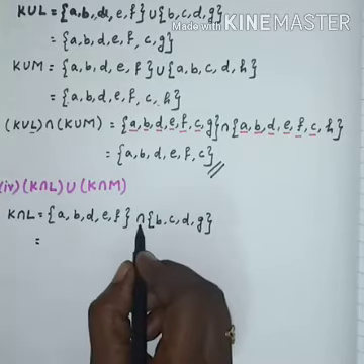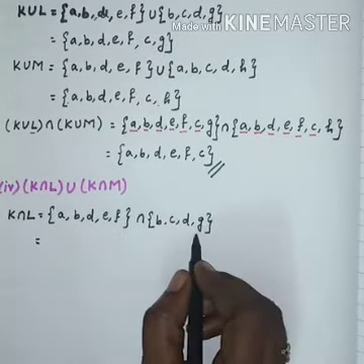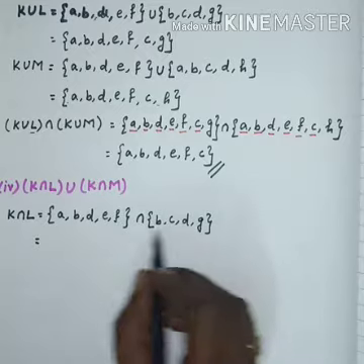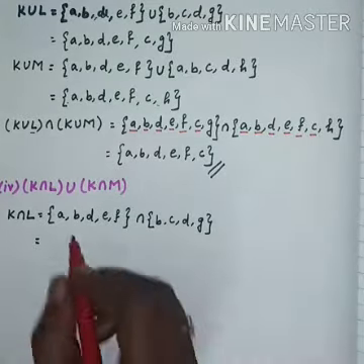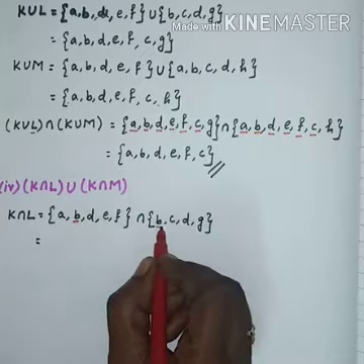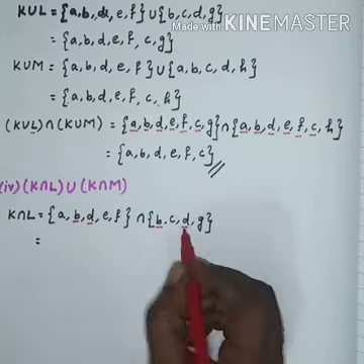So we have the intersection symbol between the sets. So we have to find the common elements in both the sets. So what are the common elements in both the sets? B is the common element and D is the common element.